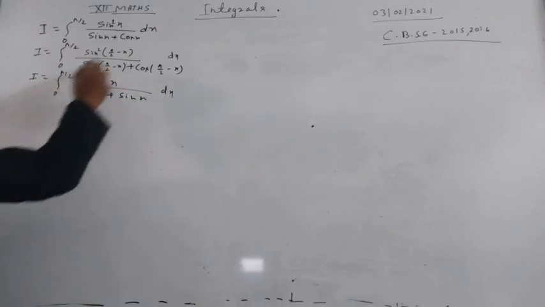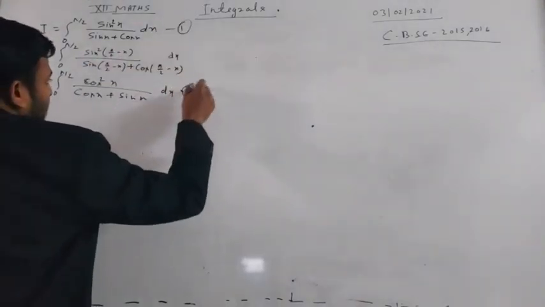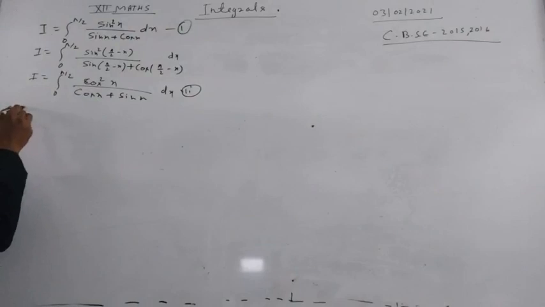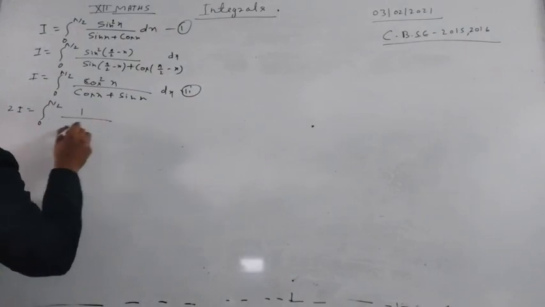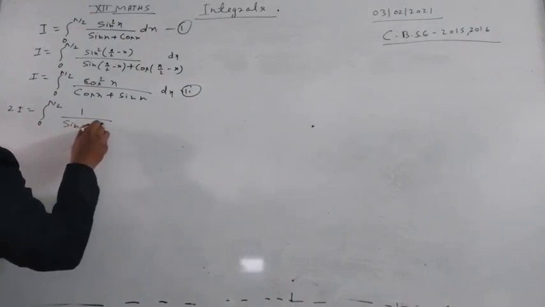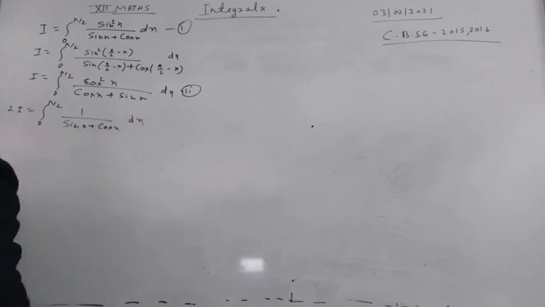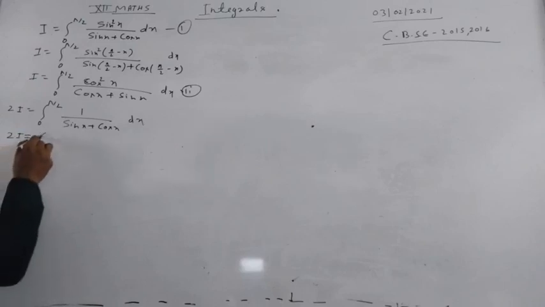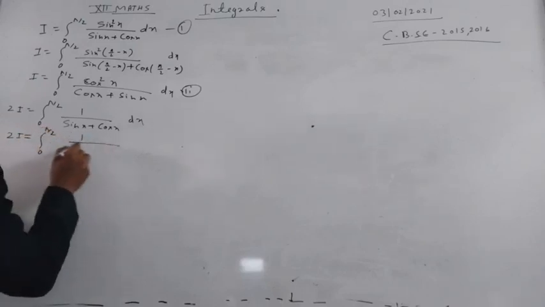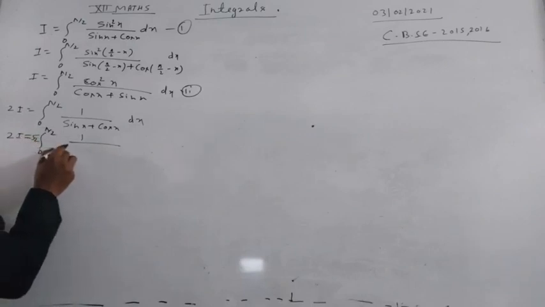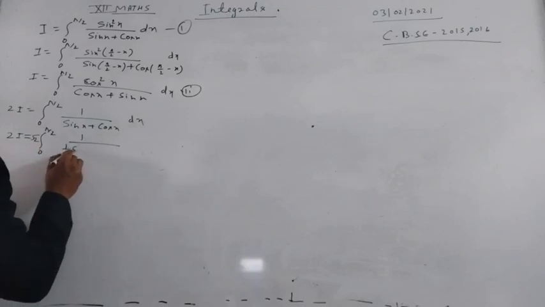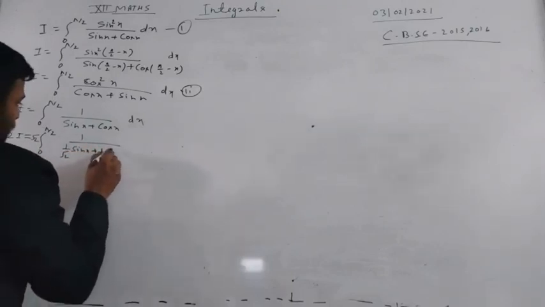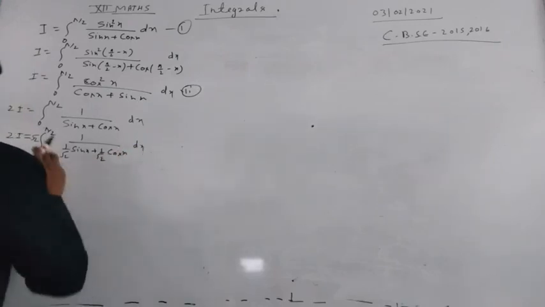Now students, adding these two, the first and the second, 2I is 0 to pi by 2, and this is 1 by sin x plus cos x dx. Okay students, now this 2I is 0 to pi by 2, 1 by, here we are multiplying and dividing with root 2. So we can write root 2 into 1 by root 2 sin x plus 1 by root 2 cos x dx.